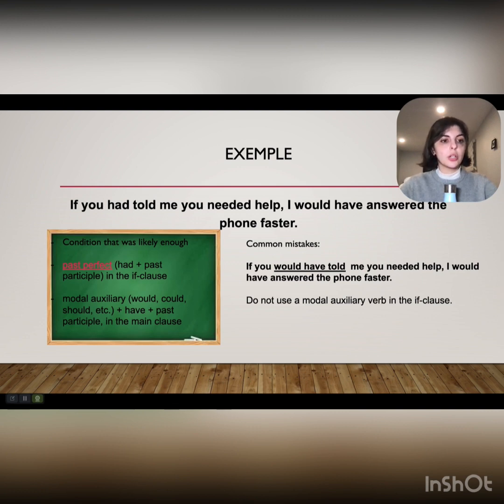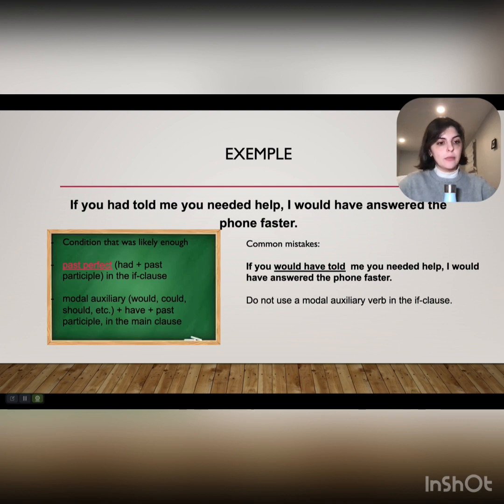When using the third conditional, we use the past perfect, had plus past participle, in the if clause. The modal auxiliary would, could, should, etc. plus have plus past participle in the main clause expresses the theoretical situation that could have happened.